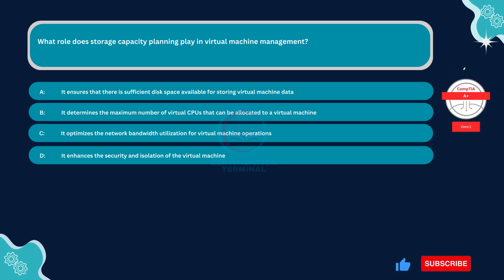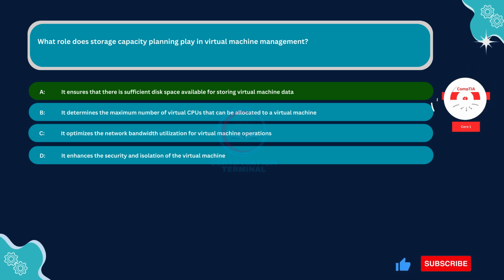The correct answer is Option A. It ensures that there is sufficient disk space available for storing virtual machine data. It correctly identifies the role of storage capacity planning in virtual machine management. Storage capacity planning ensures that virtual machines have adequate disk space to store their data, applications, and operating system files. By forecasting storage needs and provisioning appropriate storage resources, storage capacity planning helps prevent issues such as disk space shortages that can impact virtual machine performance and availability.